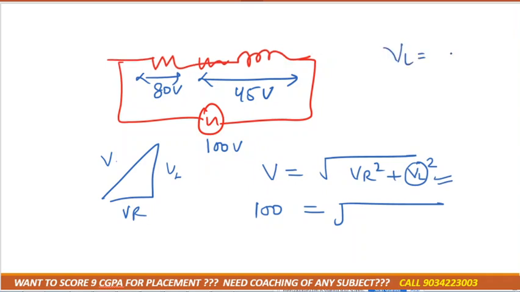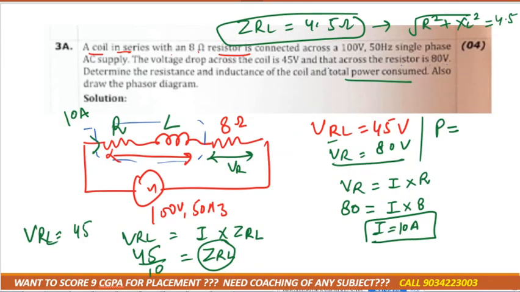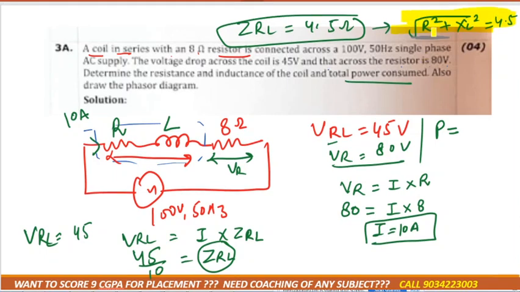After getting the VL value, VL is equal to I into XL. I we know is 10 ampere, and VL we have calculated, so we can get XL. After getting XL, the frequency is given, so we can get L. Then if we put it in the equation, root of R square plus XL square, we can get the R value, because XL we know. So now we have the values of R and L.